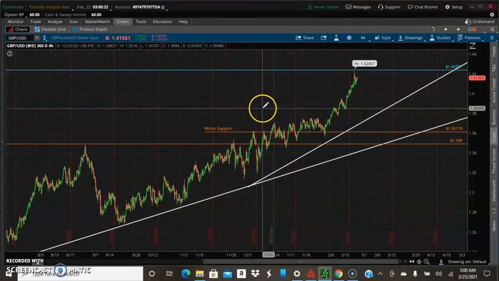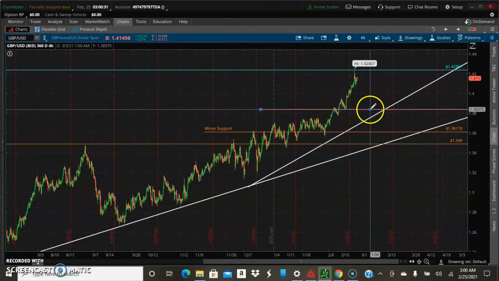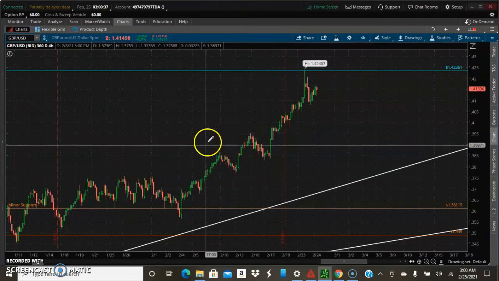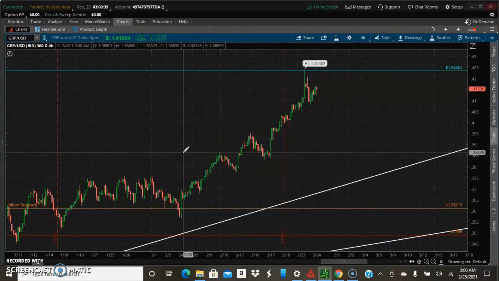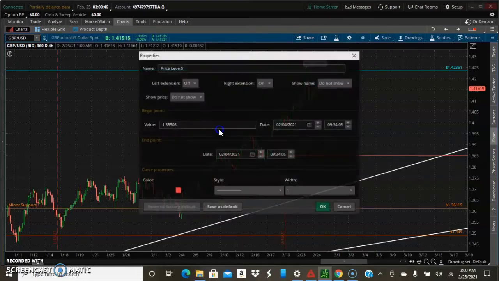We have a minor support here as well. This was a high at some point, and it came back and retested. See if I can draw that a lot better. We just kind of put it here, right between both of them. We call that support. So the minor level support.